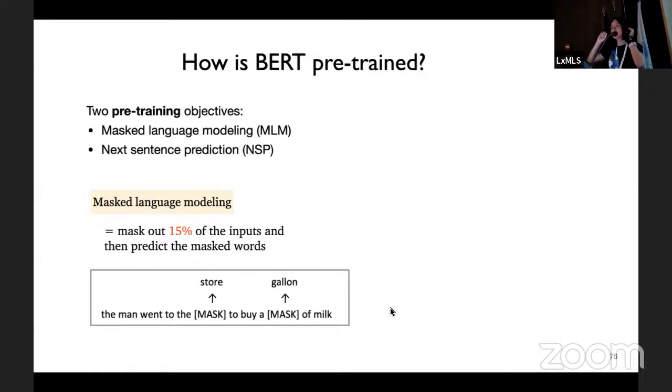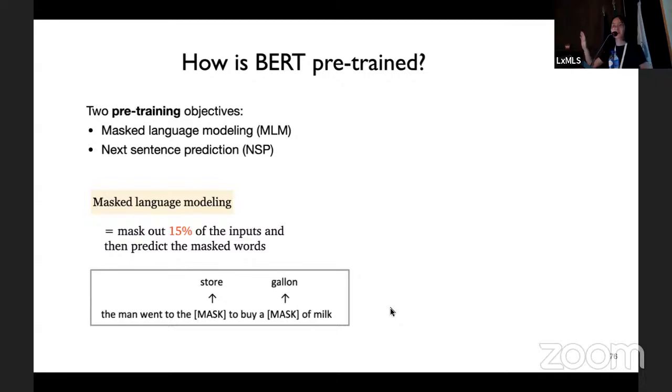The idea is that they mask out a fixed portion of the words, like 15%. They're going to replace those words. For example, in this example, store and gallon, they're going to replace these masked words by a special mask token. And they're going to feed this input, "The man went to the [MASK] to buy a [MASK] of milk," into a transformer encoder, and basically predict these masked words.